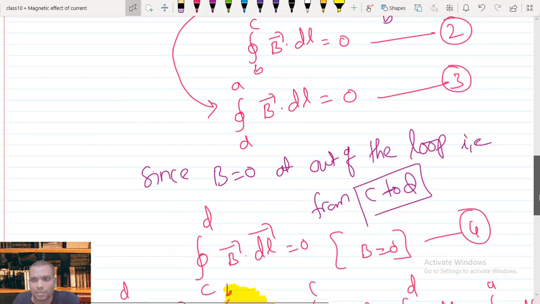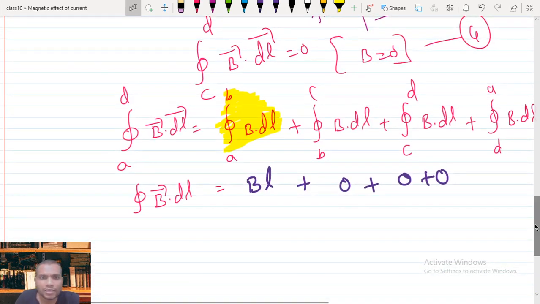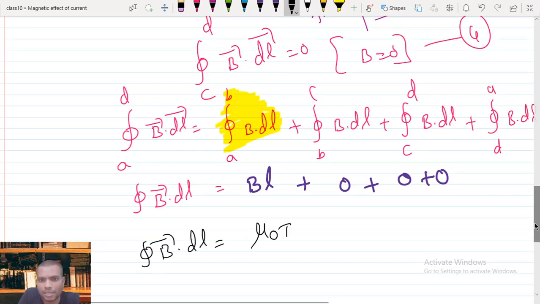Now finally, we need to make this equal. The closed integral of B bar dot dl, according to the formula, equals mu naught times the current I enclosed.